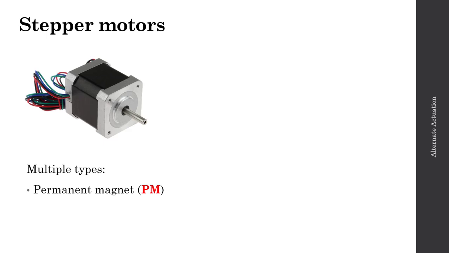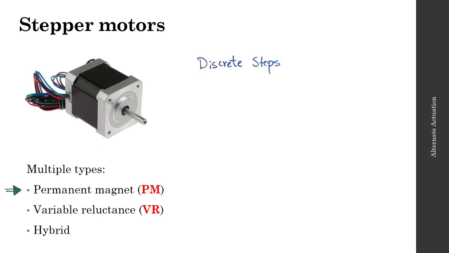There are multiple types of stepper motors. These include the permanent magnet or PM motor, variable reluctance motors or VR, as well as hybrid stepper motors. In this lesson, we'll focus on these permanent magnet motors. So stepper motors enable us to achieve discrete steps in the actuation of our motor. Unlike the DC servo motor, where we have a sensor to describe the position of the motor, this capability to provide discrete steps in rotation is built into the stepper motor.